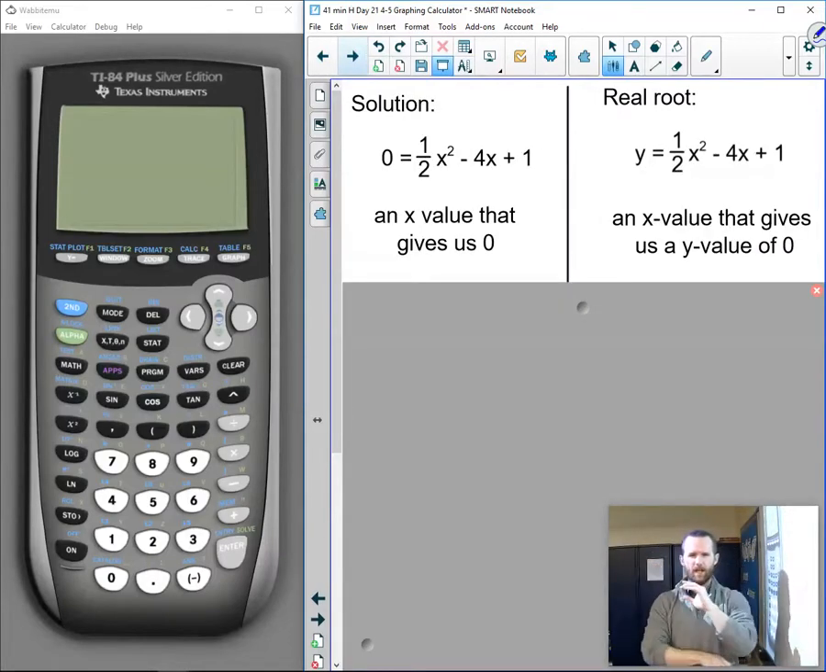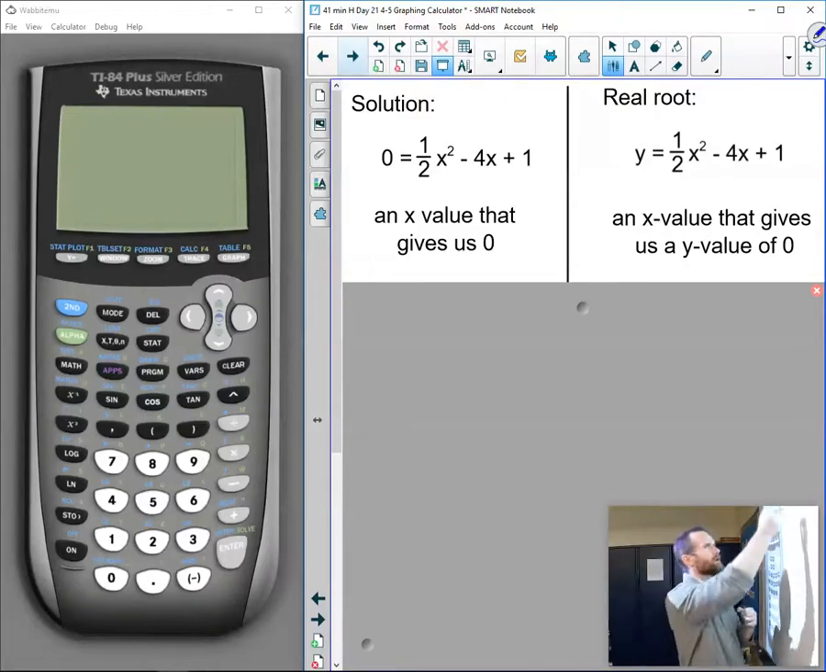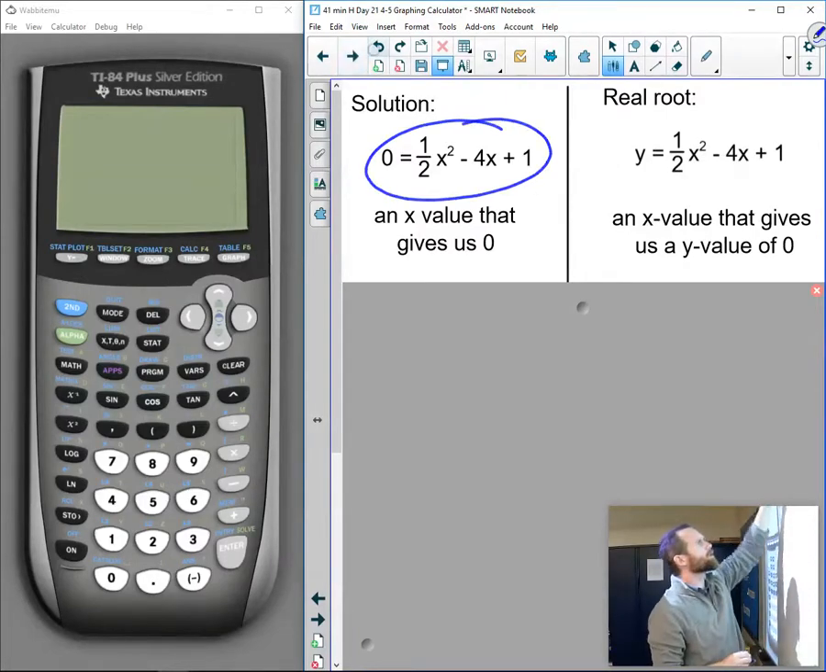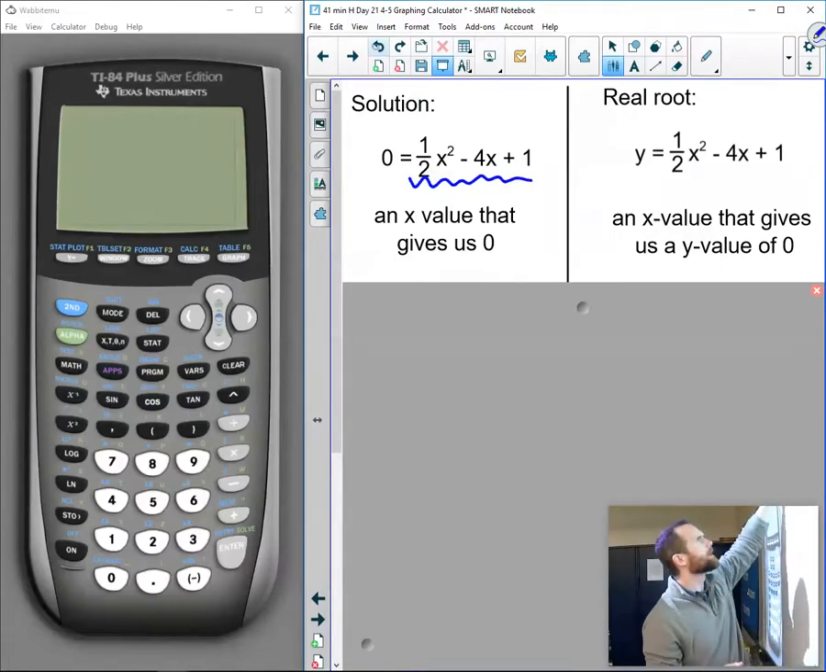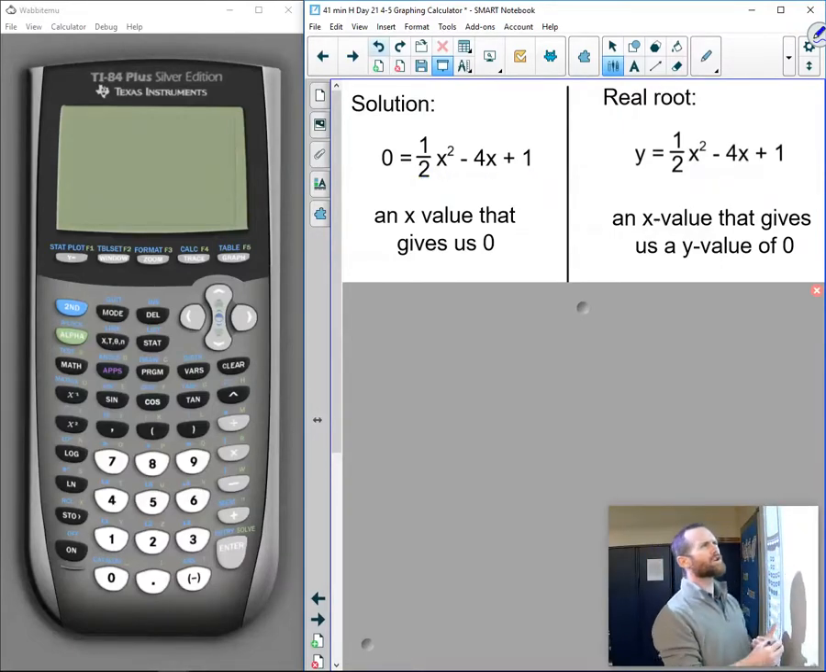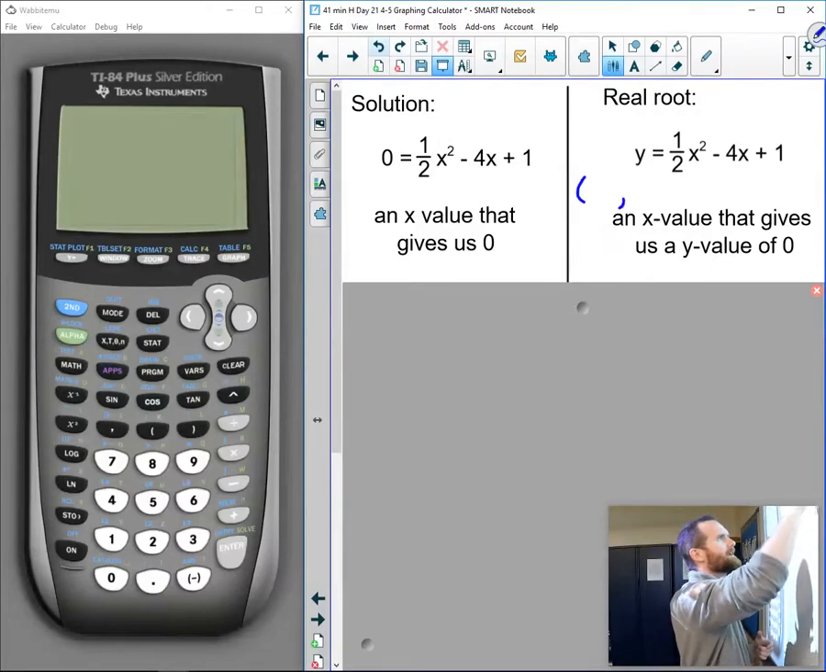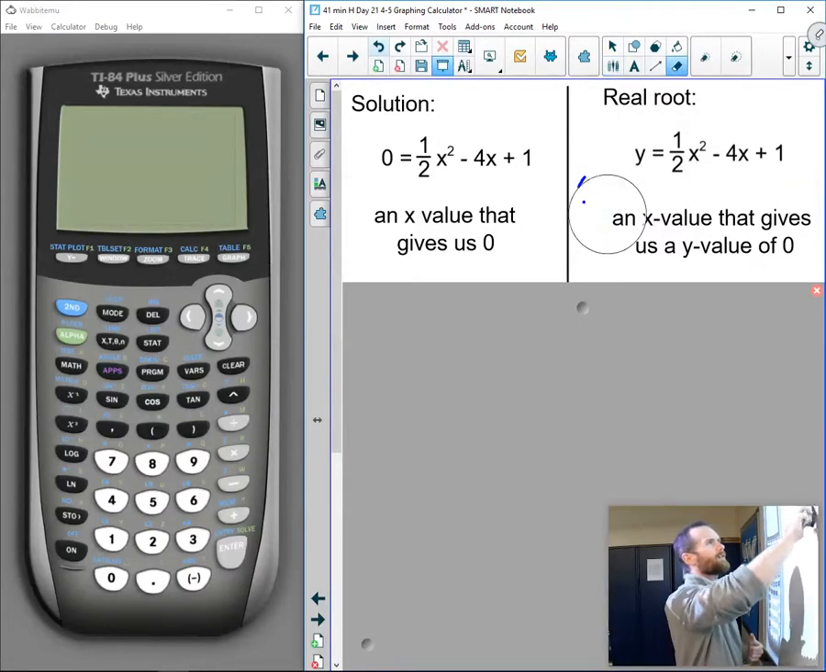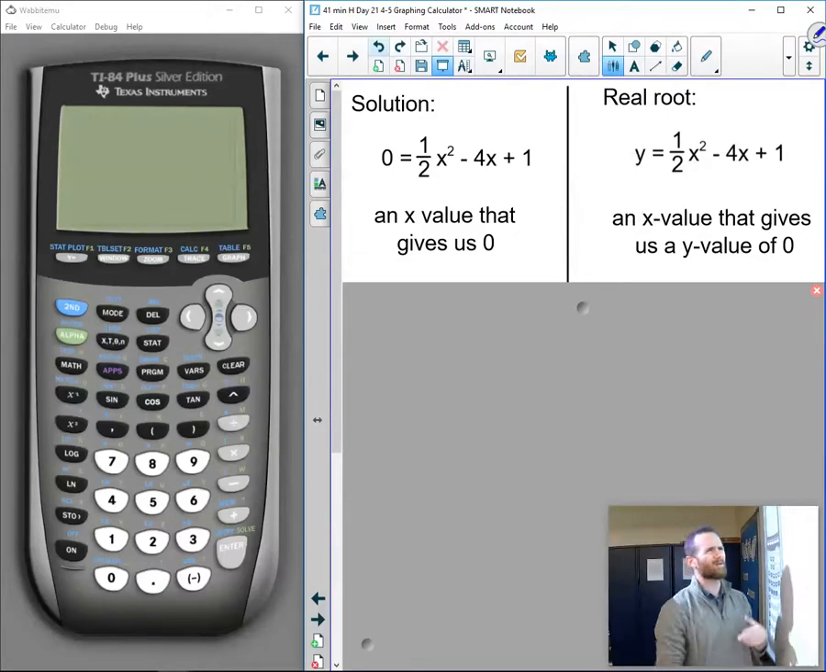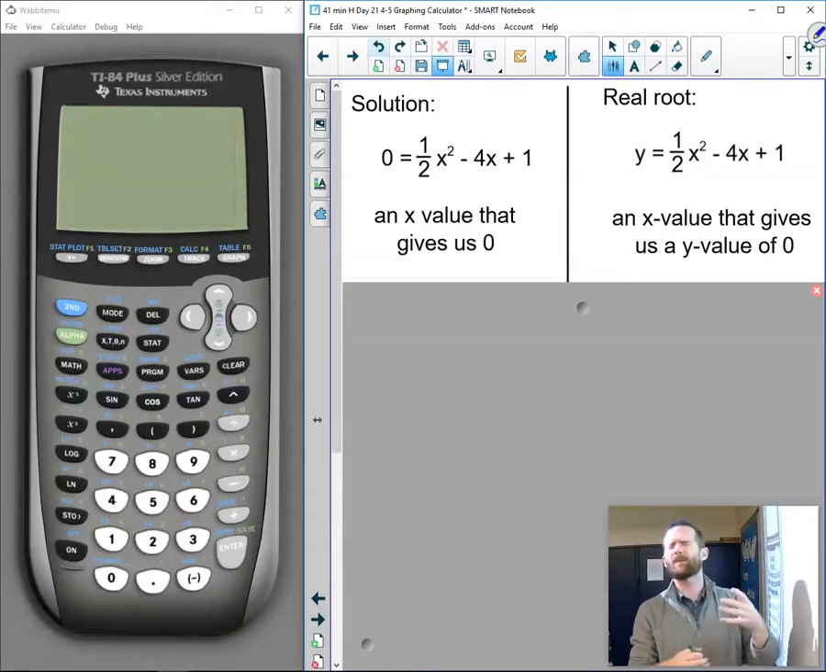So now let's put these two things together. If we're looking for the solution of this equation, we're looking for an x value that gives us 0 when we plug it into that expression. And if we're looking for a real root, we're looking for an x value that gives us a y value of 0. That's what an ordered pair means. If we have an ordered pair that's some x value and 0, that means whatever domain value we give the function will give us a y value of 0. Now, I don't know about you, but those both sound really, really similar.